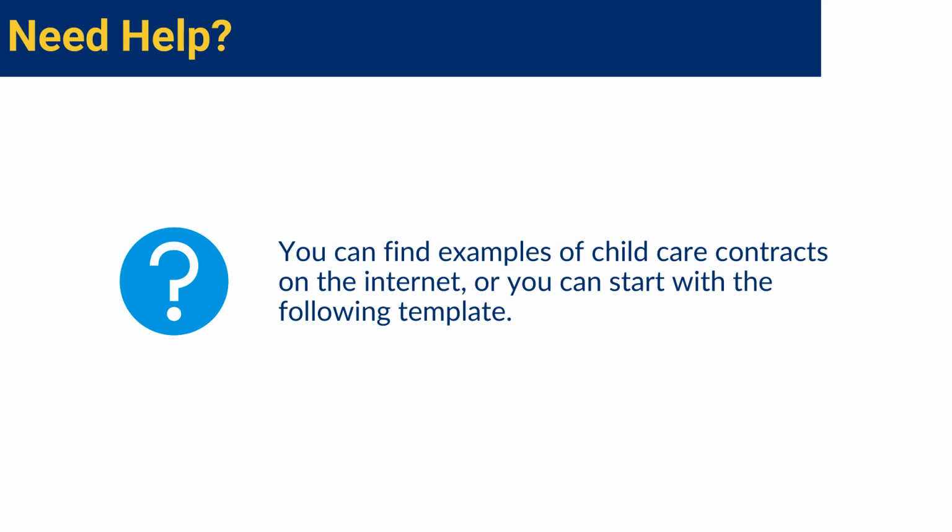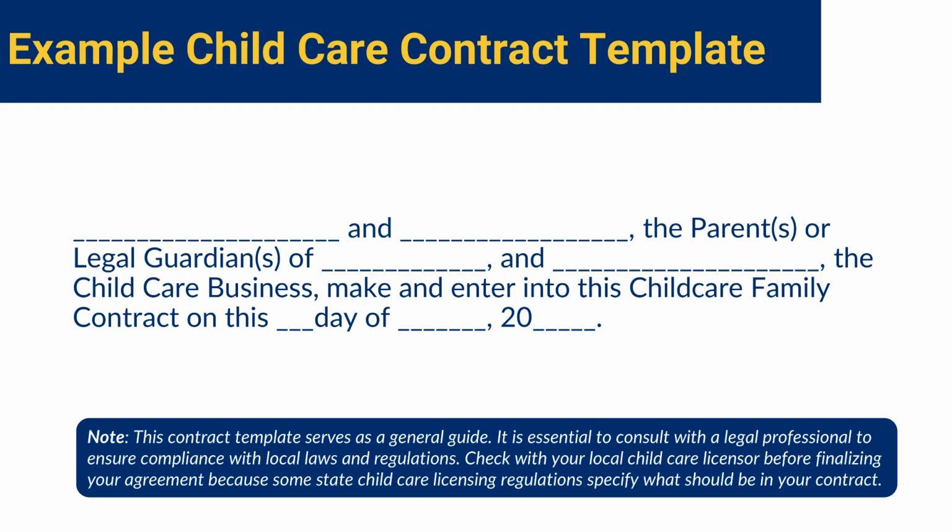Need help? You can find examples of childcare contracts on the internet, or you can start with the following template. This template is also available in the guide that accompanies this video. This contract template serves as a general guide. It is essential to consult with a legal professional to ensure compliance with local laws and regulations. Check with your local child care licensor before finalizing your agreement, because some state child care licensing regulations specify what should be in your contract.